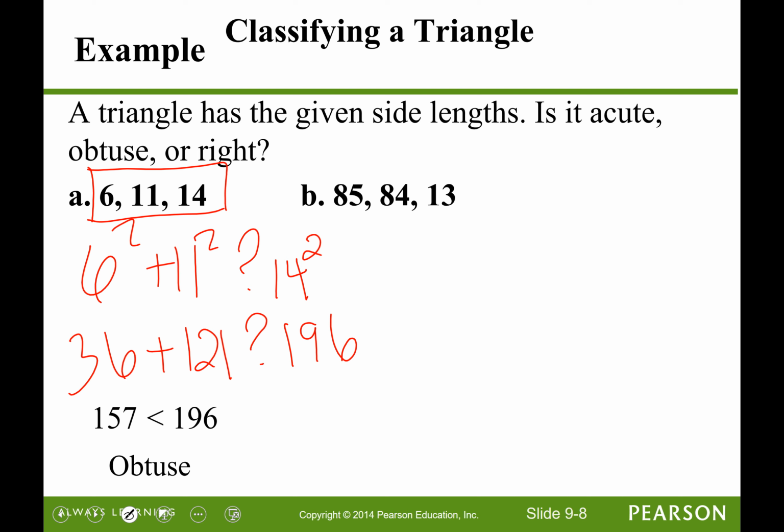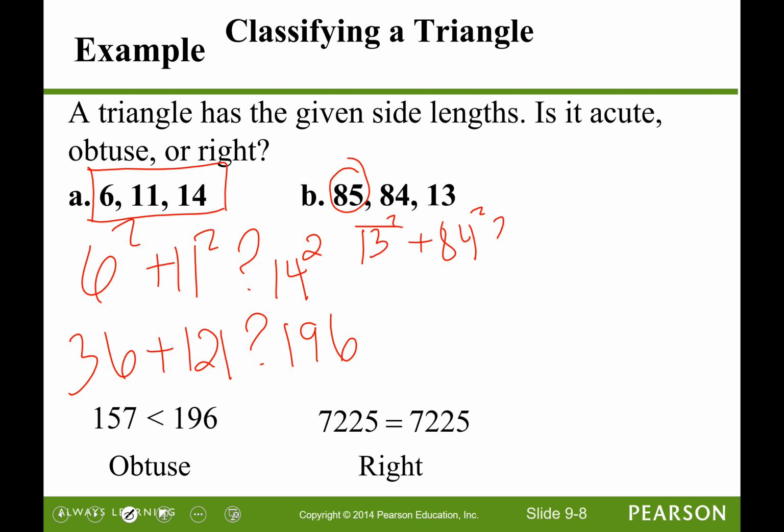Welcome back. If you ended up with 7,225 is equal to 7,225, you got it right. That makes it a right triangle. If you didn't end up with that, you might have set it up in the wrong order. You have to be careful to make this one the hypotenuse. So you want to set it up as 13 squared plus 84 squared is question mark to 85 squared. You may have put them in a different order, like 85 squared plus 84 squared is question mark to 13 squared, because that was the order they gave them to us. But you have to remember to do the smaller sides summed is compared to the largest side.